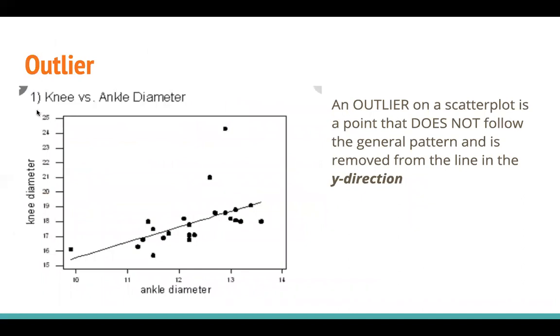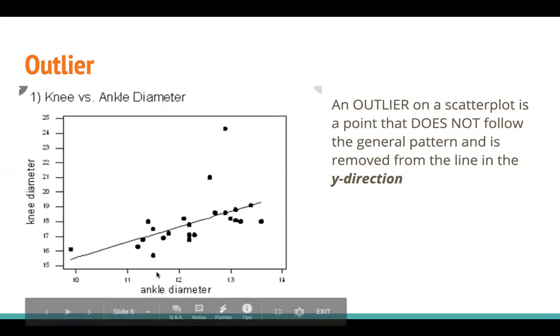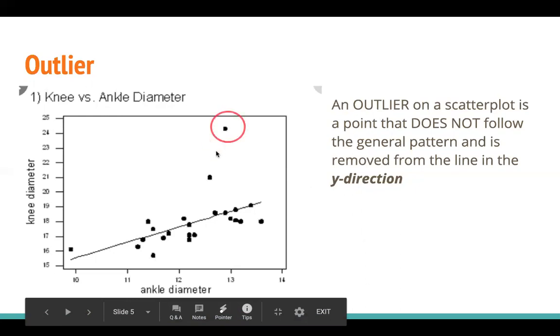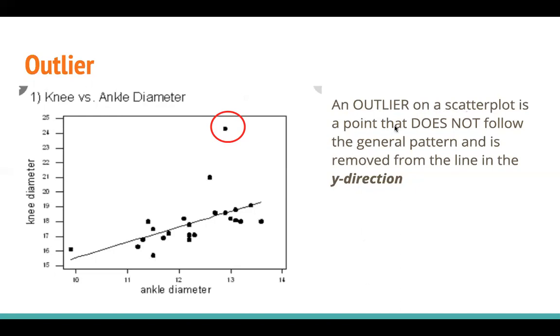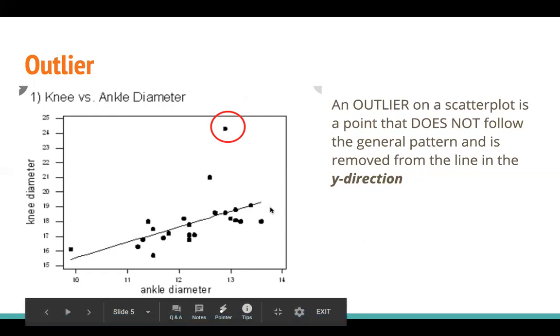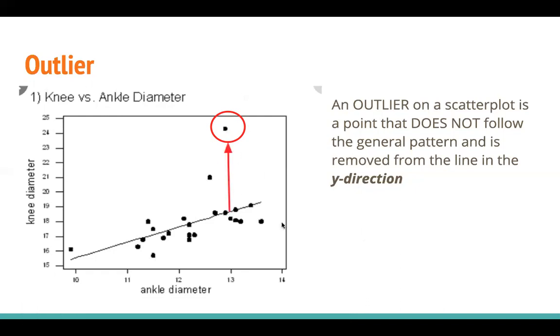Okay, a little note about outliers. Here I have this data about knee versus ankle diameter. So I have this graph with ankle diameter used as a predictor for knee diameter. And up here, I notice this point that's way above. An outlier on a scatter plot is a point that does not follow the general pattern, especially my line. It's very removed from that line, it's going to have a large residual, and it's removed in the y direction. So this is an outlier.